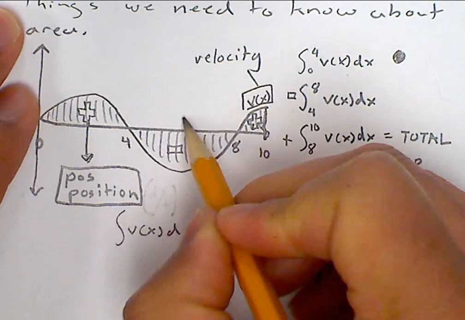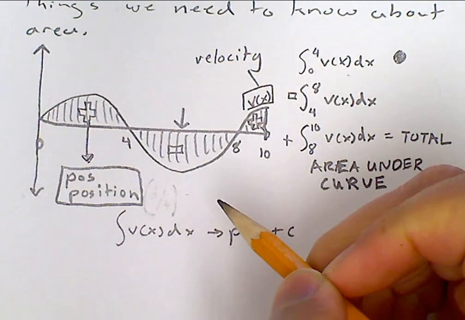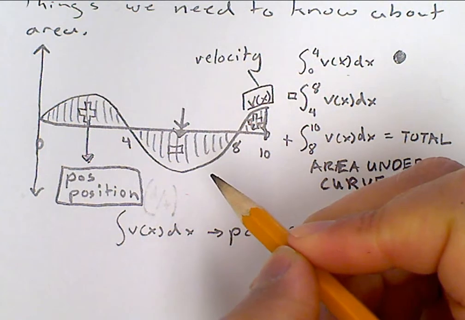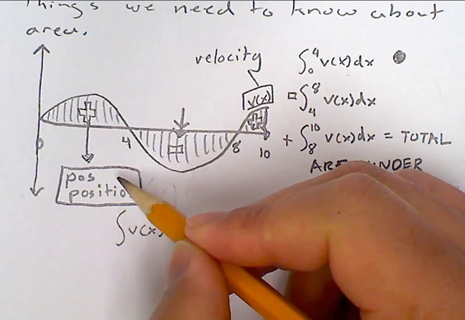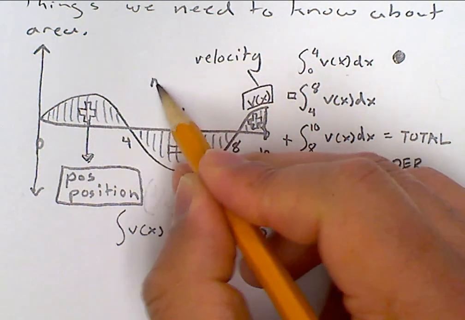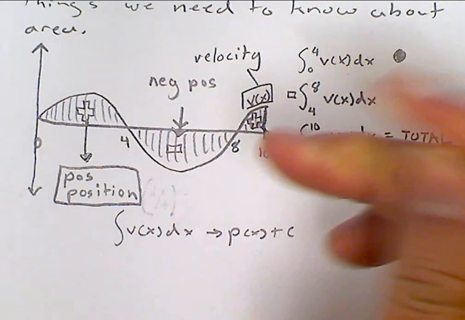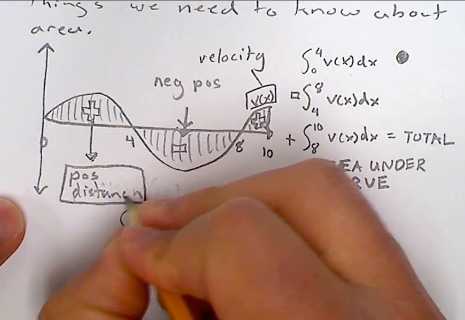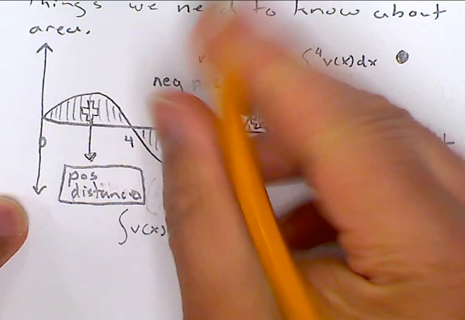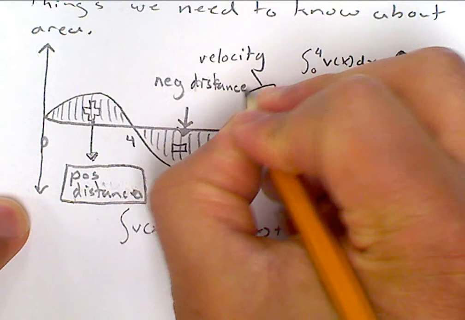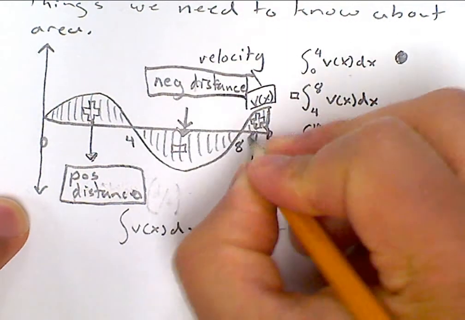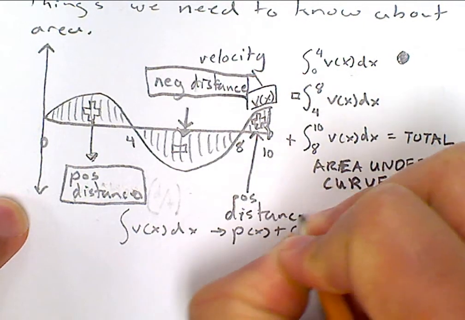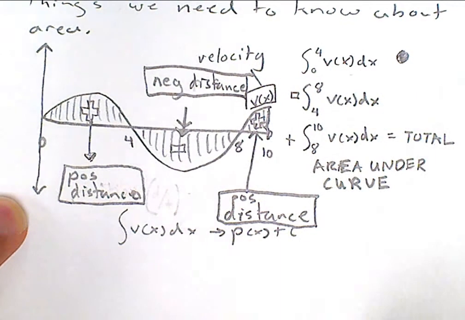So positive position, distance traveled. And so what will this area be equivalent to? This is a position, say, moving right. This would be negative position, or let's say distance. I'm sorry, positive distance. Negative distance. And positive distance. So we've got to see this as those distances.